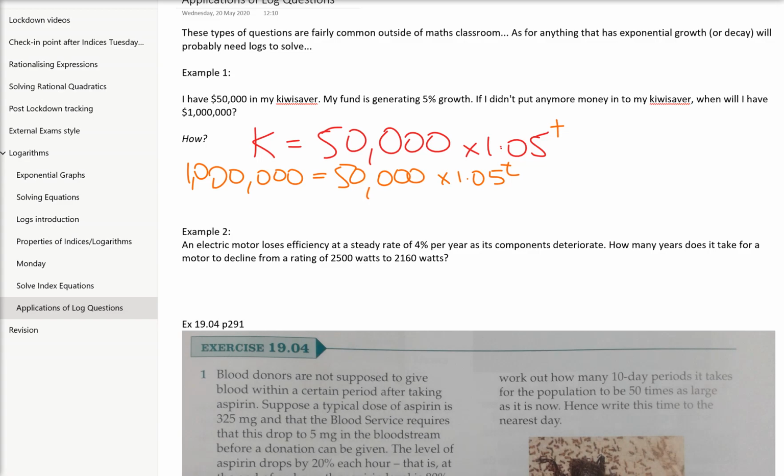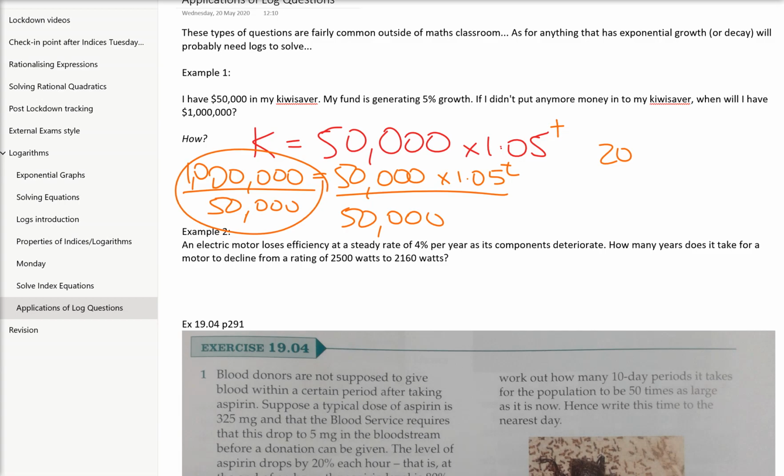Not minus, because this is 50 grand times this. So how do I undo that times? Yeah, I would divide both sides by 50 grand. What is 1 million divided by 50 grand? So this part here is 20. What does that 20 mean? It means my investment has to be 20 times bigger.